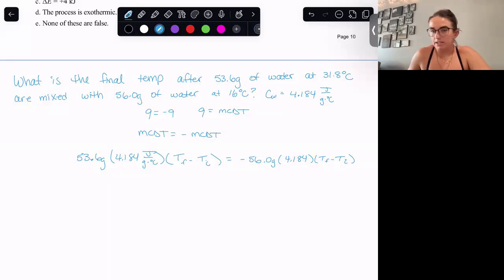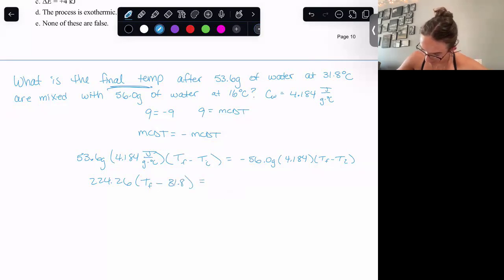So when you look at T final minus T initial, your T final is what you're looking for, right? We're looking for the final temp. So your initial is what is going to change for the two of them. So for 53.6, right, I'll do that math right now. We have 224.26 times T final, which is what we don't know, minus T initial, but that 53.6 is at 31.8 first. And then we'll have negative 234.3 times T final again. We don't know what that is, but it will be the same one. And this initial is 16.